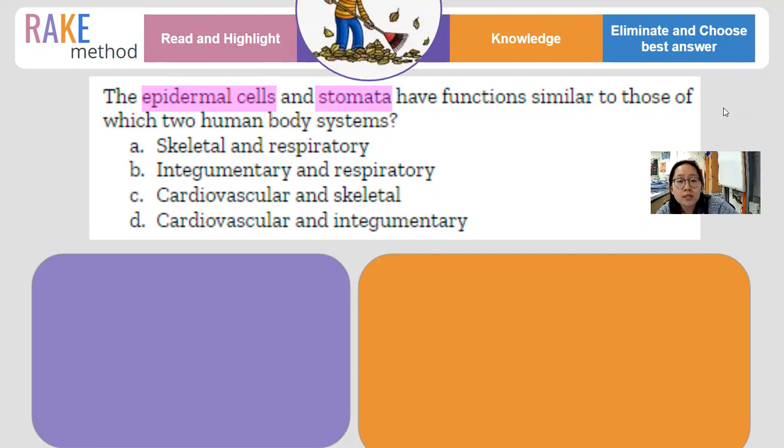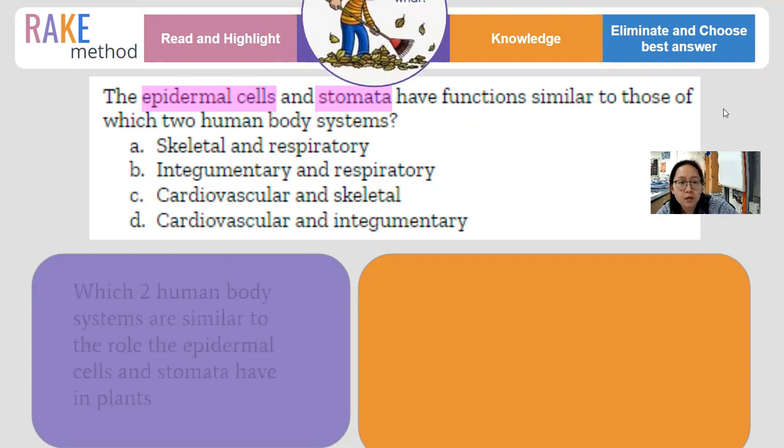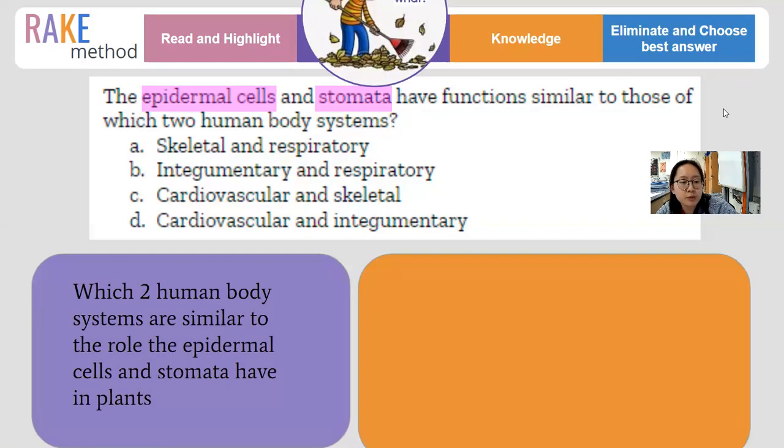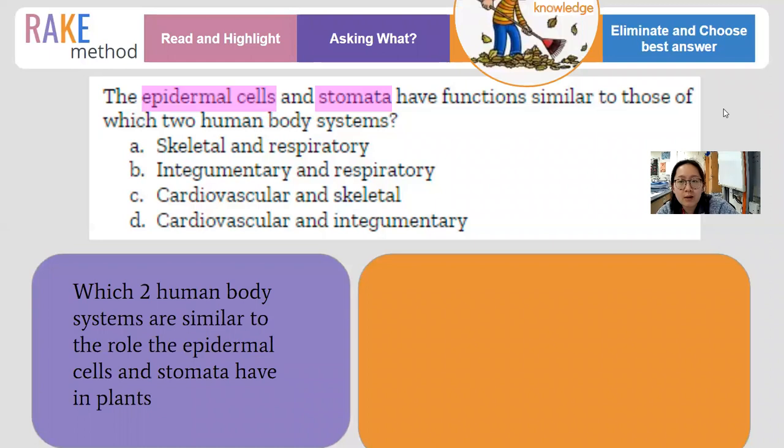So now we are going to go ahead and ask or rephrase what the question is asking. The question is asking, which two human body systems are similar to the role that epidermal cells and stomata have in plants? So we're going to be making a comparison between animals and plants, and specifically about the two types of things that are epidermal cells and stomata. Now we're going to be browsing our knowledge, or if you're not really sure about your knowledge, even though we just went over it, you can use your cheat sheet.